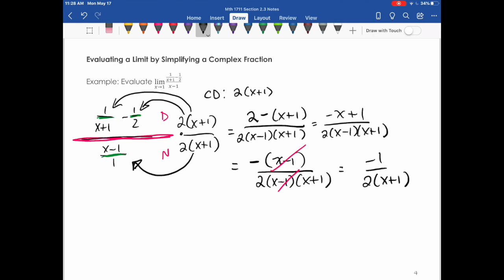So now let's try to take the limit as x approaches 1 of our new expression. So the limit as x approaches 1 of negative 1 over 2 times x plus 1. Now I'm not going to run into any issues, so I can use direct substitution and evaluate using the limit laws. So when I do that, I get negative 1/4. And you can always verify this by graphing the function and making sure that as you approach 1 from the left and from the right, it's getting closer and closer to negative 1/4 for the value of y.